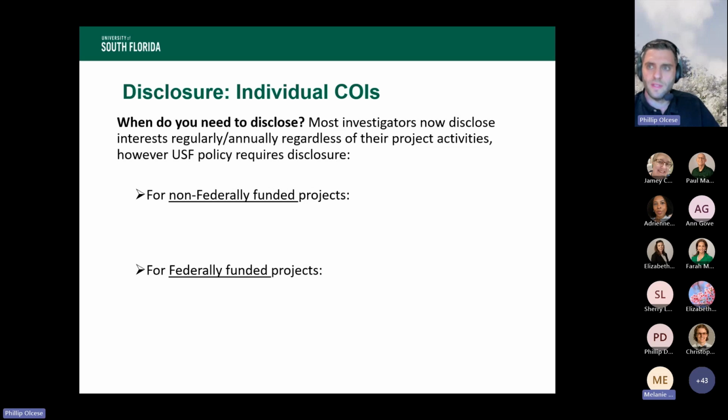And for disclosure for the individual COIs, for non-federally funded projects, prior to the initiation of the project, they need to disclose within 30 days of discovering or acquiring a new interest, and annually during the project. For federally funded projects, before the funding proposal is submitted, it needs to be updated at the time of notice of award, within 30 days of discovering or acquiring a new interest, and annually during the project.